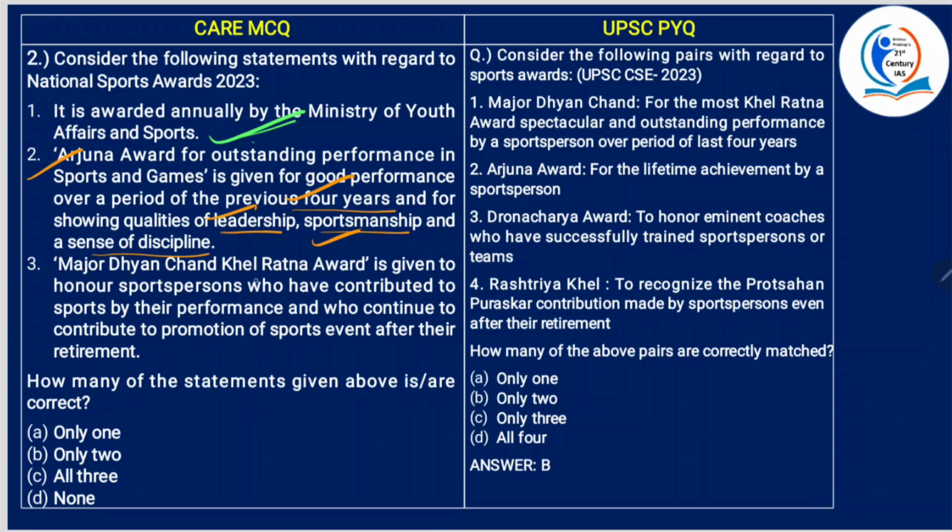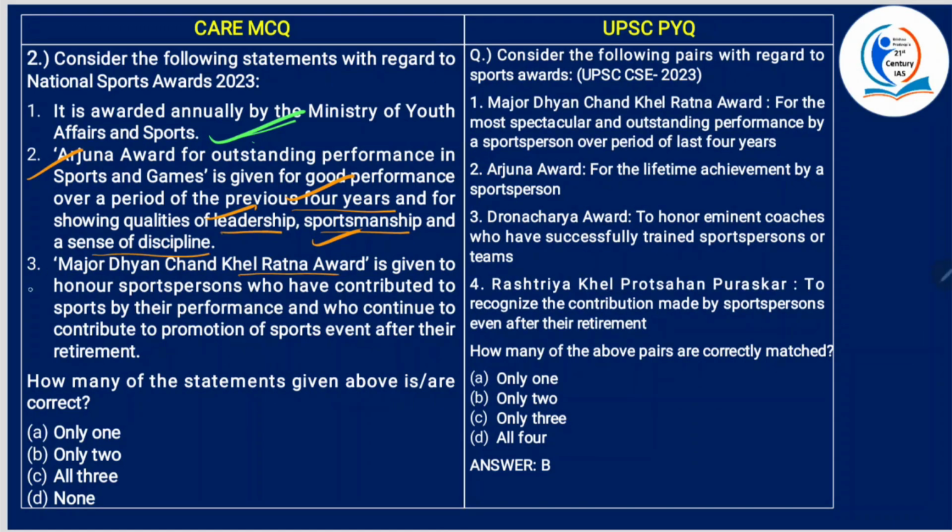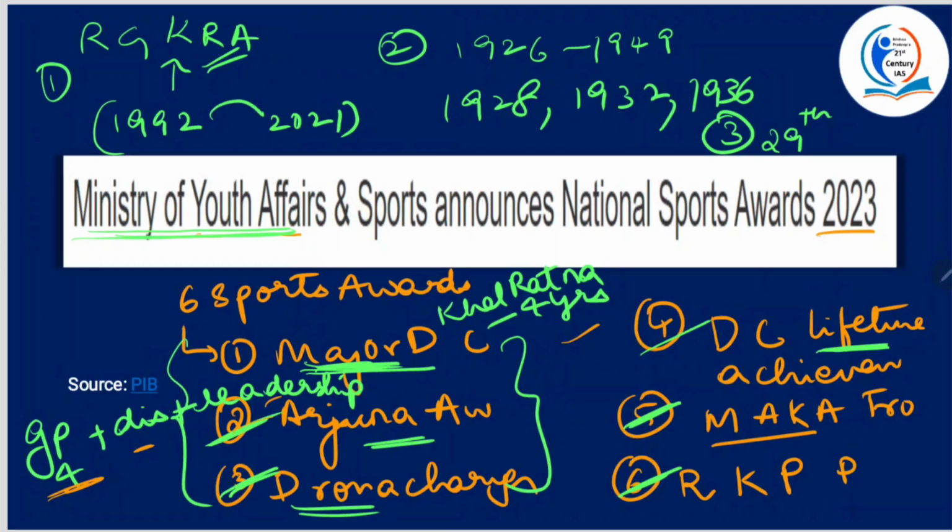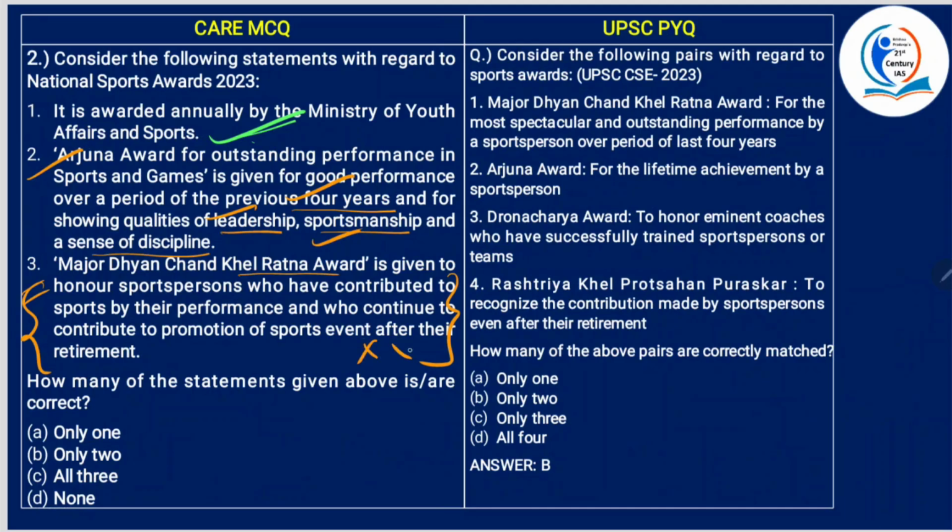Next, Major Dhyan Chand Khel Ratna Award is given to honor sports persons who have contributed to the sports by their performance and who continue to contribute to promotion of sports even after their retirement. See, this one is the explanation for what? It is the explanation for Lifetime Achievement Award. We've just seen this category, Major Dhyan Chand Lifetime Achievement Award. So that explanation is for this award. It is not for Khel Ratna. For Khel Ratna Award, the qualification that they observe is your consistent performance in the past 4 years. So this statement is wrong.